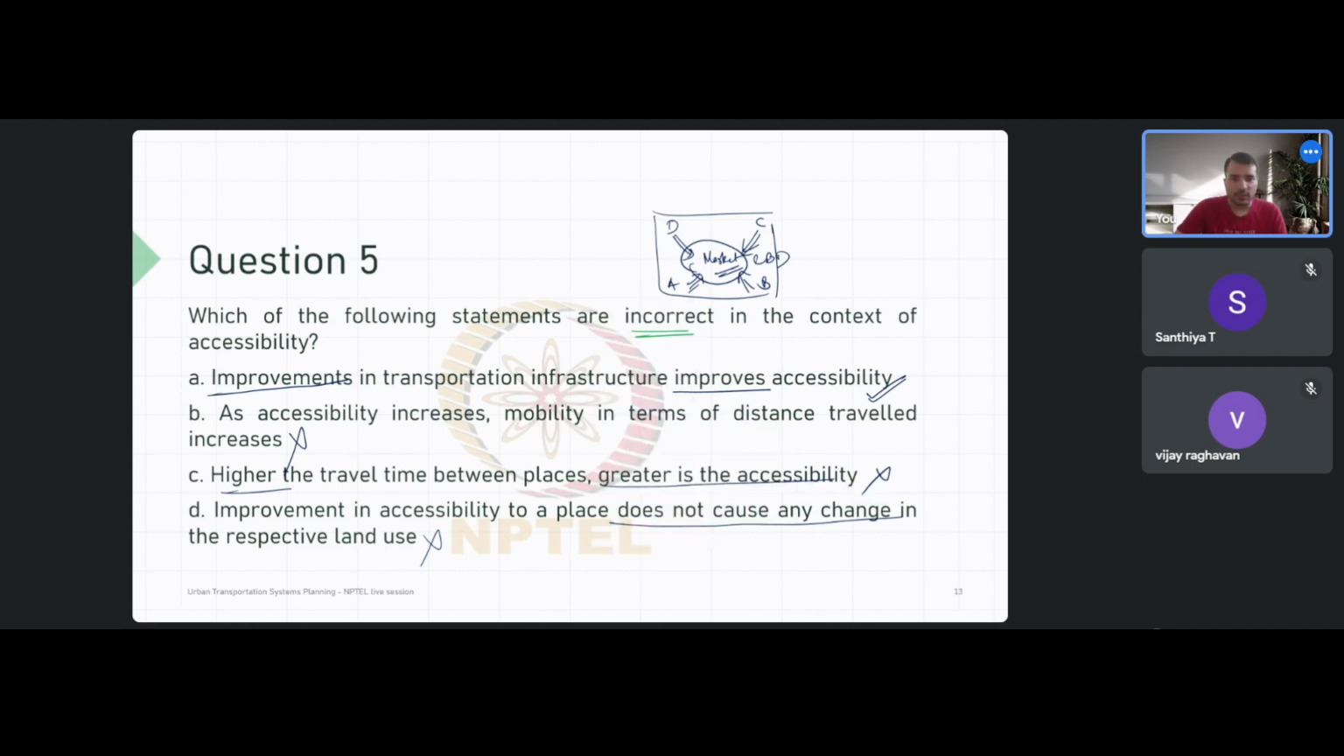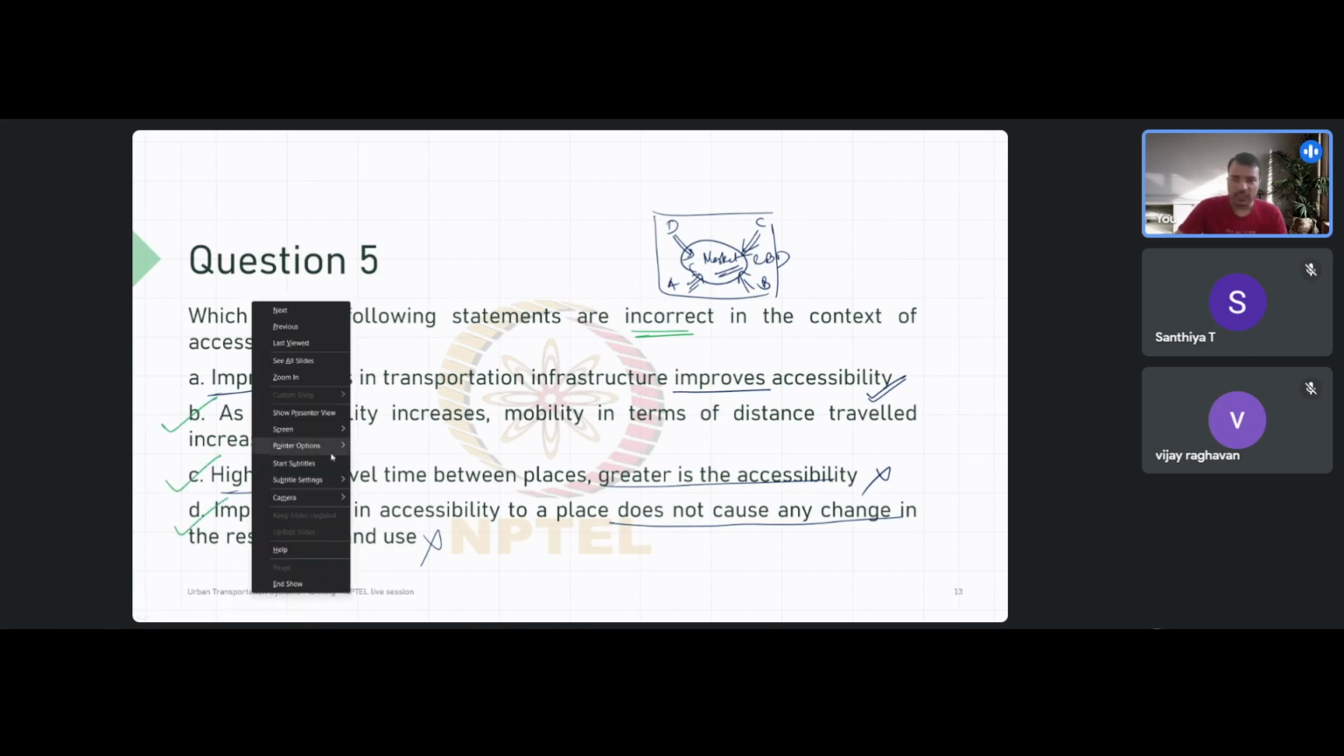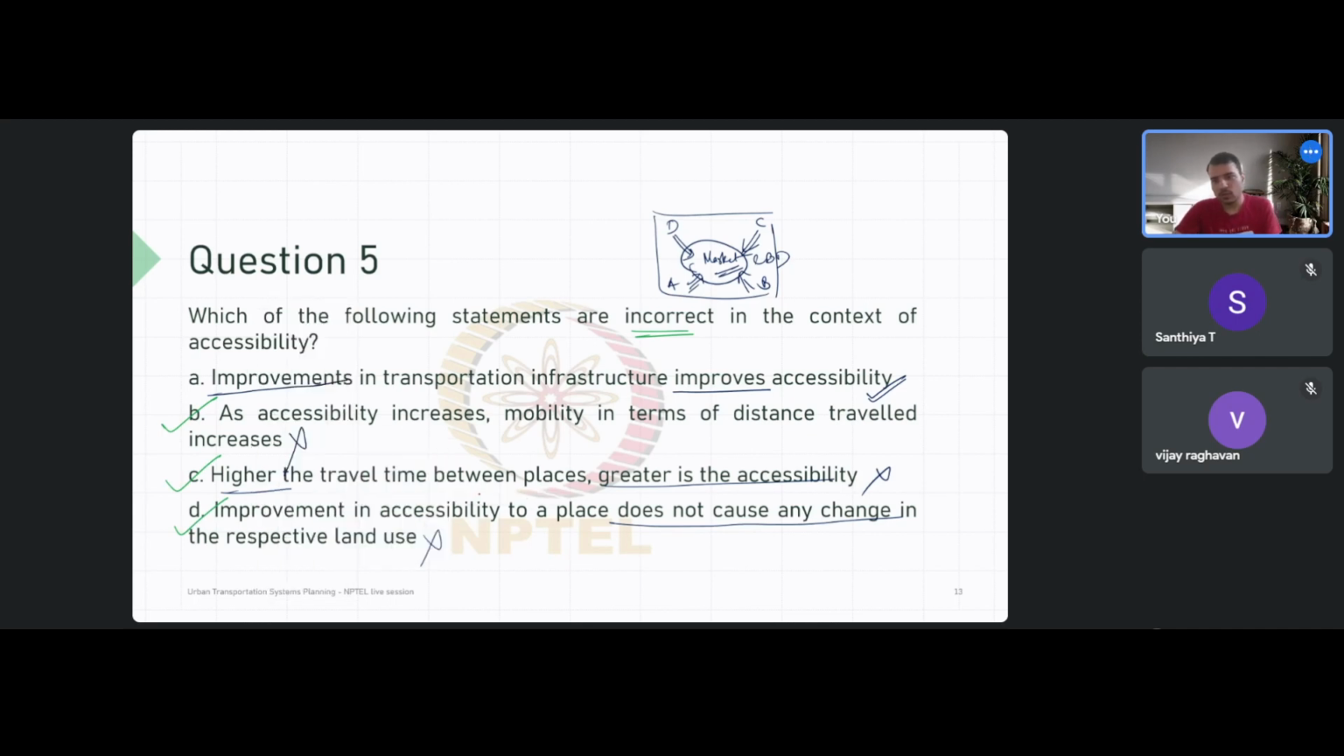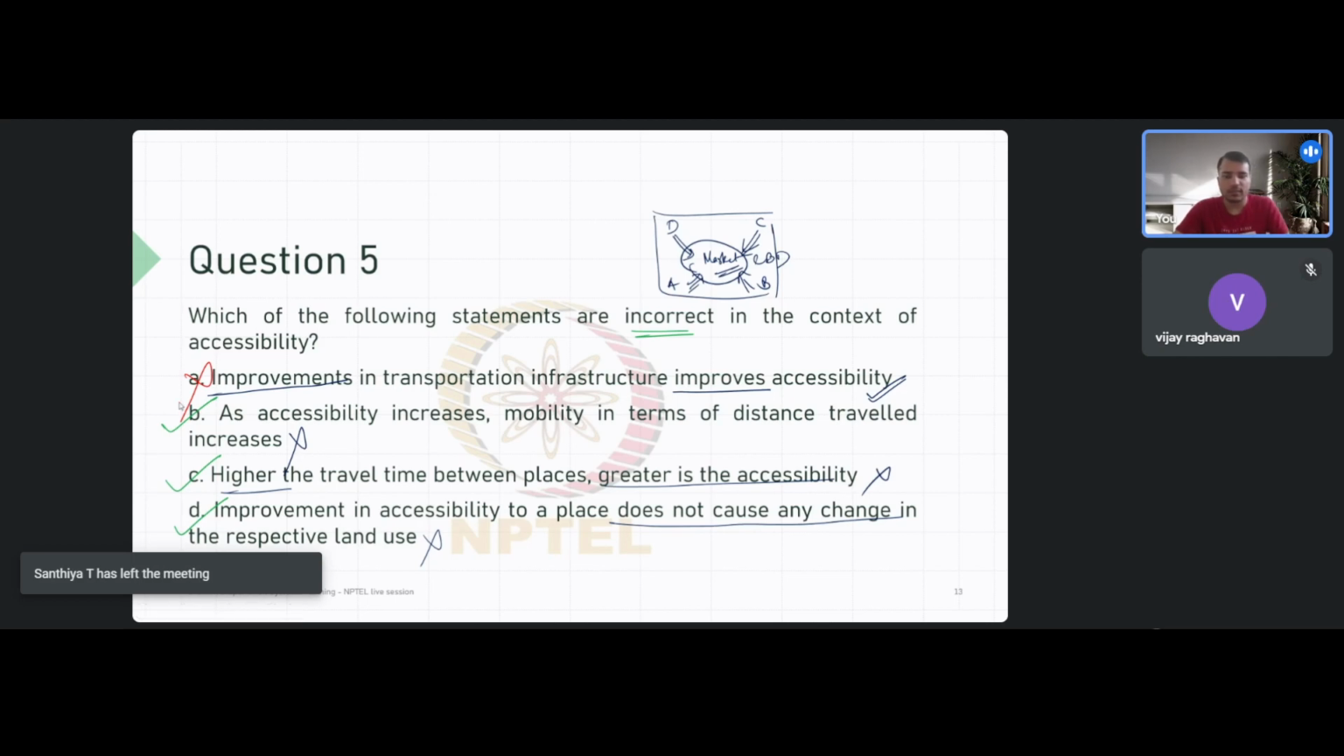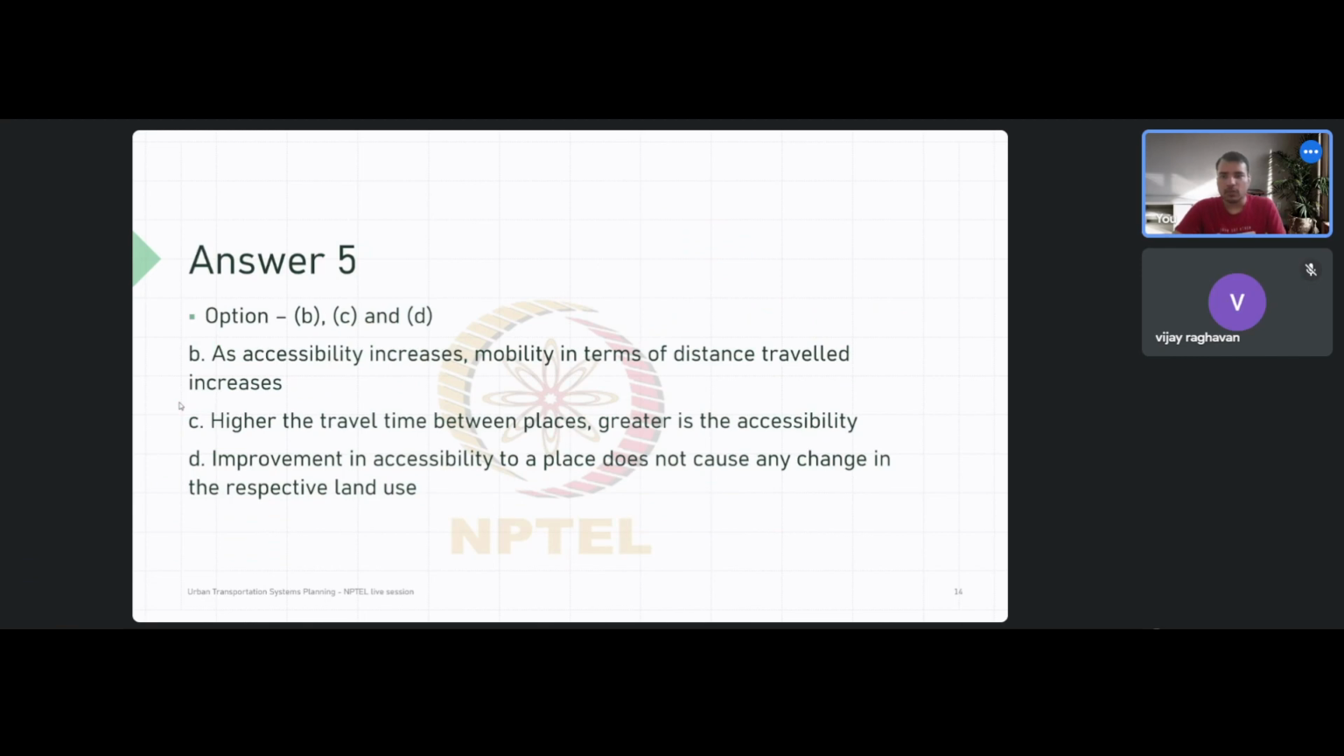So in this case, we need the incorrect statements. So B is incorrect, C is incorrect, D is incorrect. But we can say that A is correct. So we can remove A. So B, C, and D are the incorrect statements. So that is our answer. So option B, C, and D.